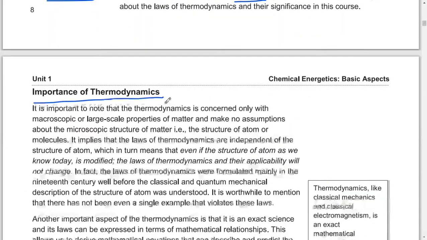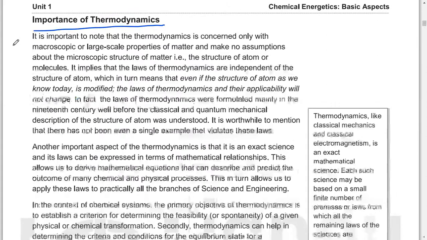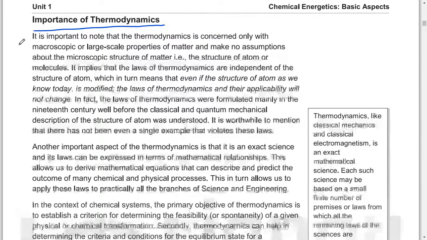Importance of thermodynamics. It is important to note that thermodynamics is concerned only with macroscopic or large-scale properties of matter and makes no assumption about the microscopic structure of matter, that is, the structure of atoms or molecules. It implies that the laws of thermodynamics are independent of the structure of atoms, which in turn means that even if the structure of the atom as we know it today is modified, the laws of thermodynamics and their applicability will not change.